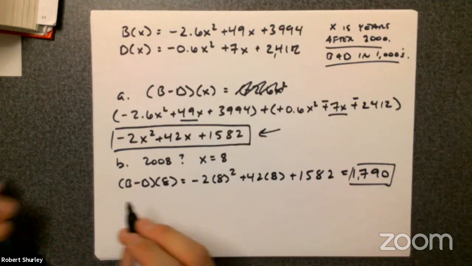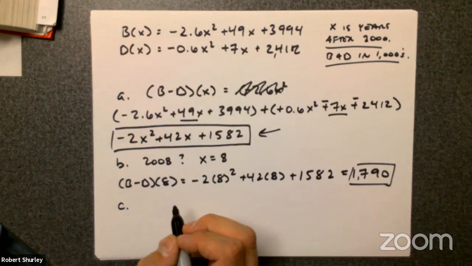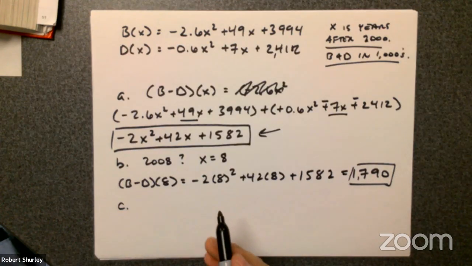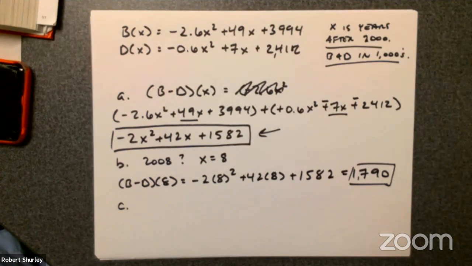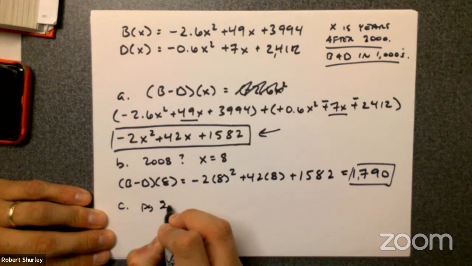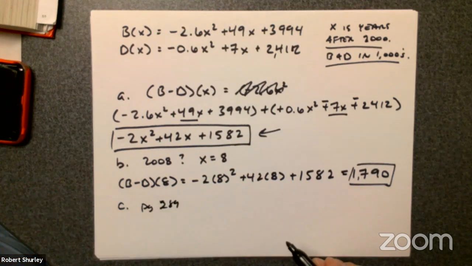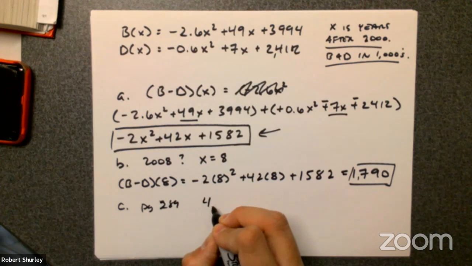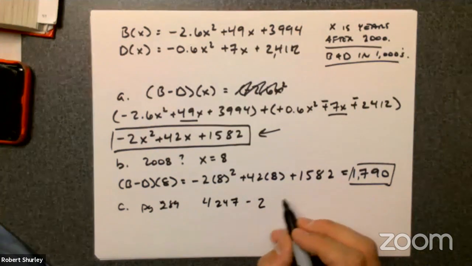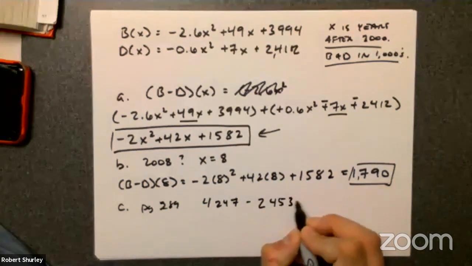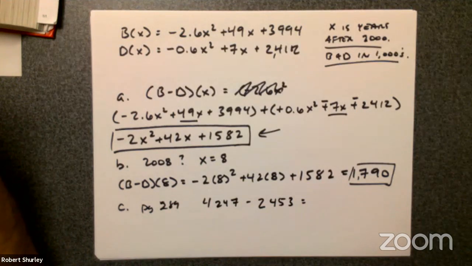Part C says, does the result in part B overestimate or underestimate the actual population change in 2008 obtained from figure 2.50? I'm going to look for figure 2.50 because I'm not sure what they were saying. Figure 2.50 is on page 286. It says in 2008, there were 4,247,000 births and 2,453 deaths. So if I subtract that, it's just from the graph. I'm reading the graph.